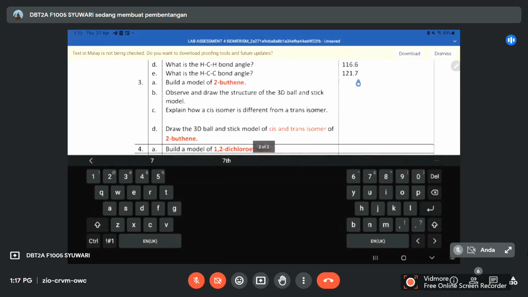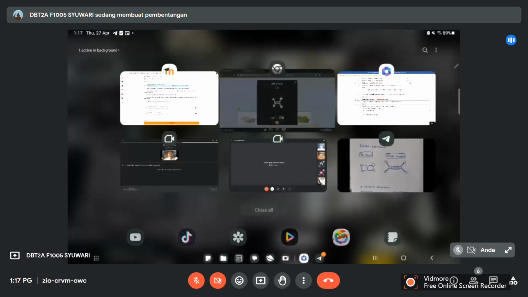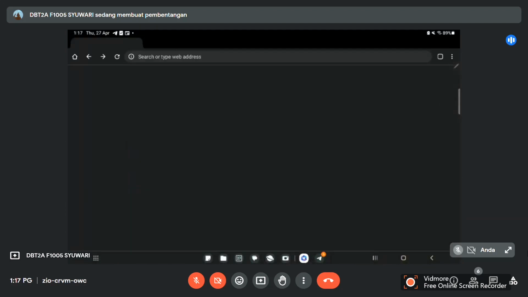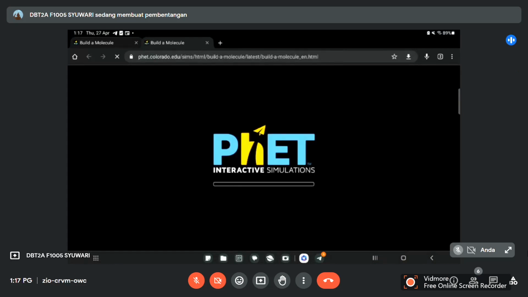So, we move to the other questions, which is 3A. The question is about building a model of 2-butene. So, how do we build the model of 2-butene, guys? What atoms do we need to build it?